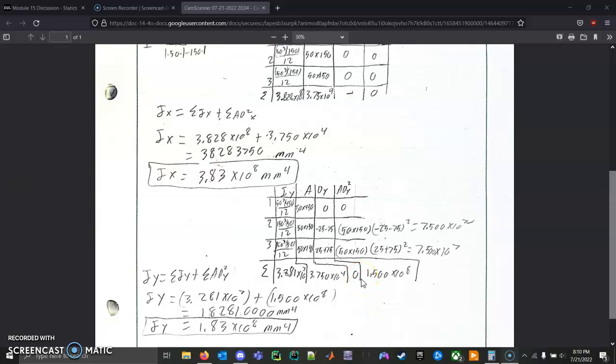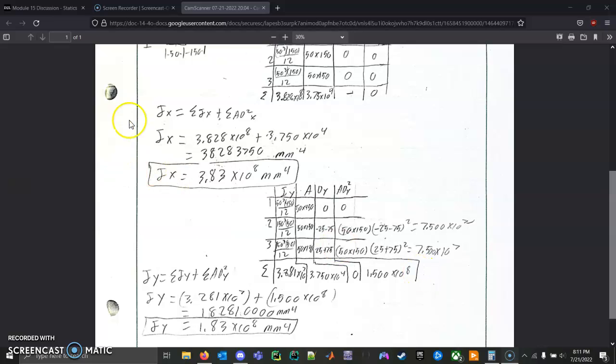Then my A dy squared I summed right here, where it's going to be your 7.50 times 10 to the 7th, basically squared again. And I simplified it down to just 4 sig figs, which is 1.500 times 10 to the 8th.